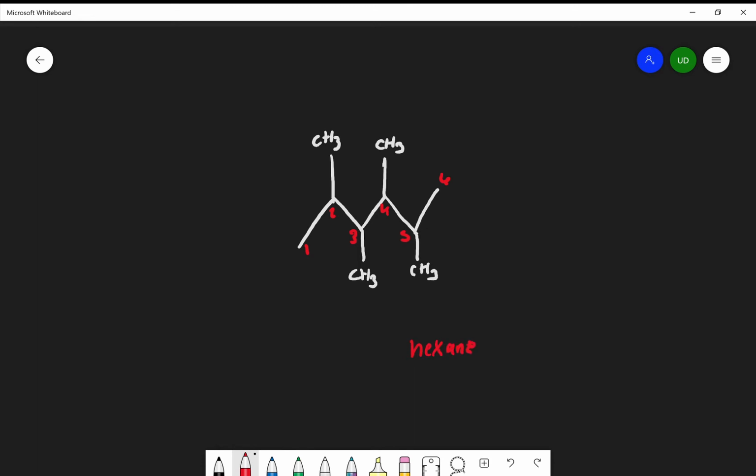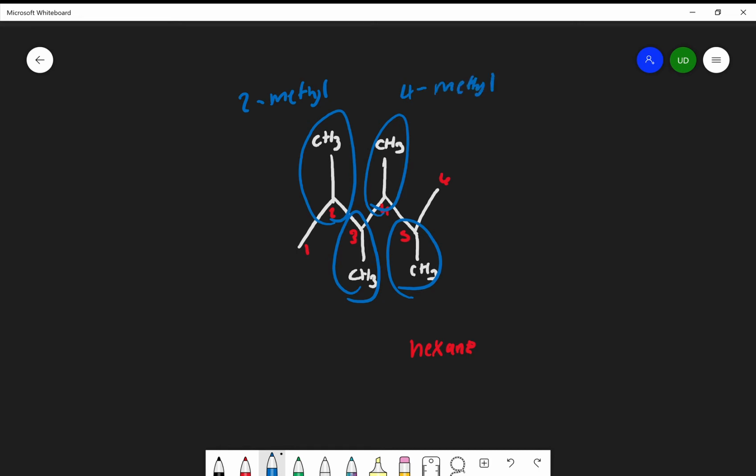So we got hexane. So now we circle our substituents. There's 1 on 2, 3, 4, and 5. This would be 2-methyl. They're all methyls, by the way, because there's only 1 carbon present. So this would be 4-methyl, 3-methyl, 5-methyl.